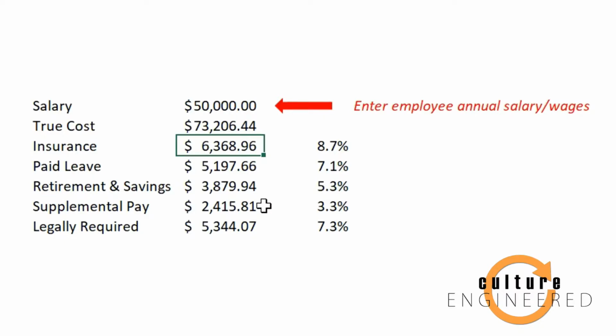So hopefully this helps. Again, you can find all this information on bls.gov, and they provide some annual reports and breakdowns. Otherwise, feel free to reach out to Culture Engineered. We're happy to provide you this calculator as well, and we'll make it available on our website.